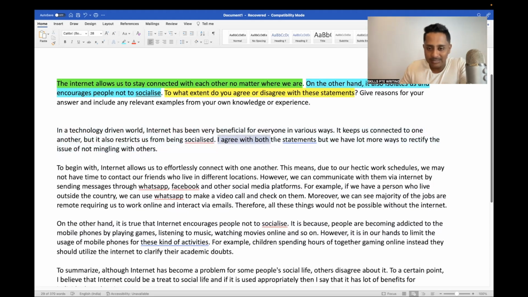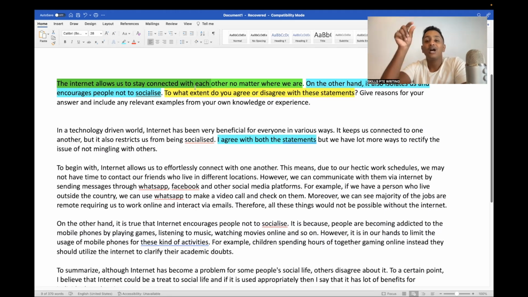What I want is this. This is the crucial point. In the first paragraph, all you got to do is write the viewpoint. The rest you copy, paste, and change. Internet allows us to stay connected with each other no matter where we are. You can say, irrespective of the location, internet always helps us to become one, to become unified, or to stay connected. You can use the same words.